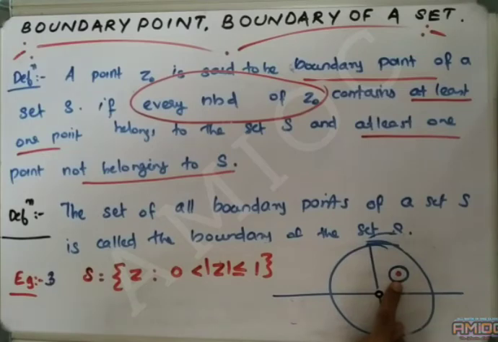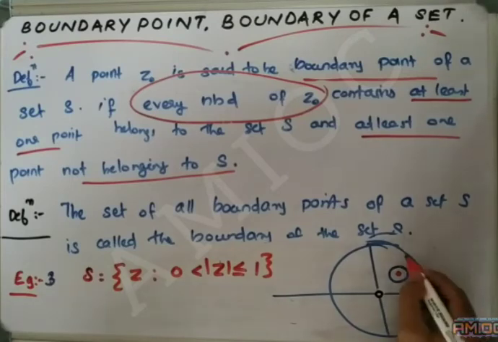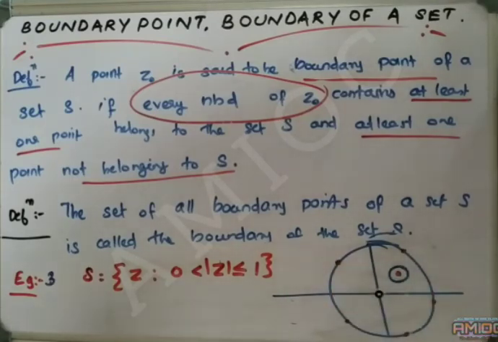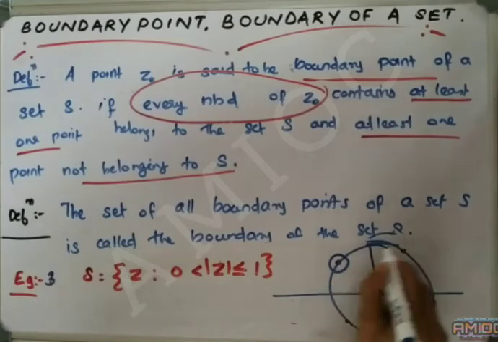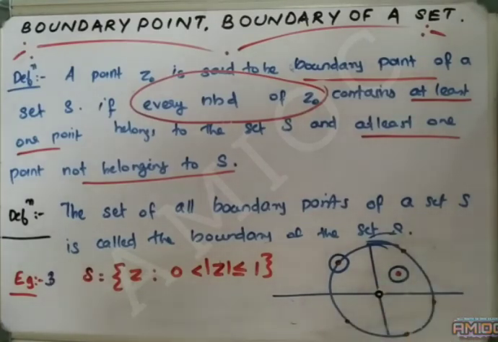That means if we choose a point other than 0 inside the circle |z| = 1, it will not become a boundary point. Now we can look at the points on the circle |z| = 1. If we choose any neighborhood of small radius, that neighborhood must contain points inside the set S and outside the set S. Therefore all the points on the circle |z| = 1 are boundary points of the set S. Now we can look at what about 0.